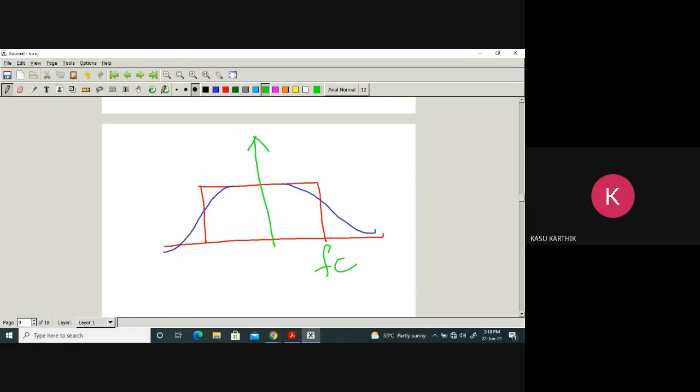This portion is not drawn to scale. This portion should be the same as this portion. It is some kind of mirror image. It should be a mirror image about this carrier frequency FC. So it has nothing to do with the bandwidth of frequency, just how it is rolling off. This is called roll off. How it is rolling off? The roll off should be symmetric about FC, this carrier frequency. Is it okay?